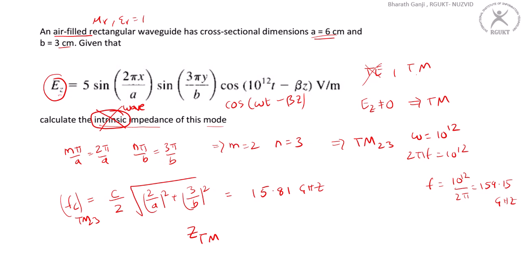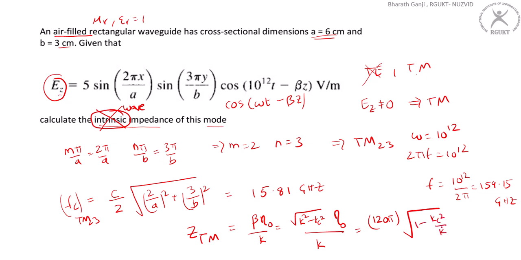So for the TM mode, the wave impedance is given as beta eta by k, right? If you put beta as square root of k square minus kc square, times eta by k, and because it is free space, eta is eta naught, and eta naught is 120 pi. So 120 pi times, and if I take k inside the square root, I get square root of 1 minus kc square by k square. I can write this by expanding as 1 minus fc by f whole square.